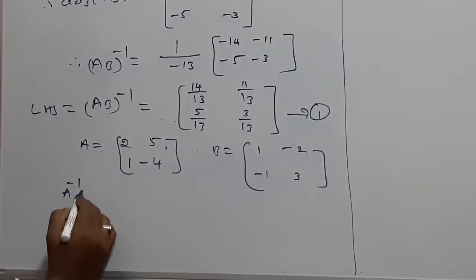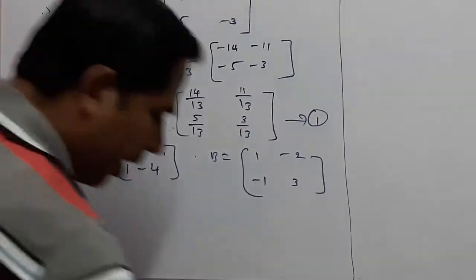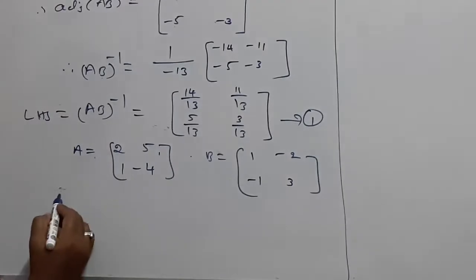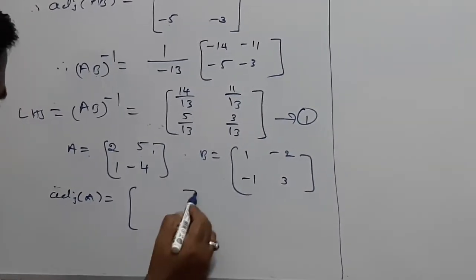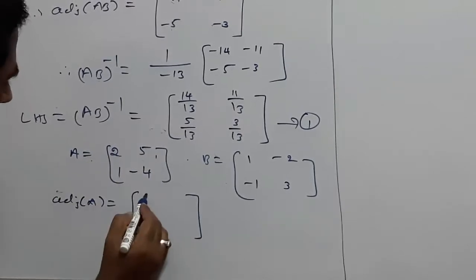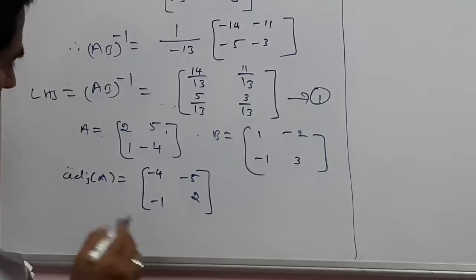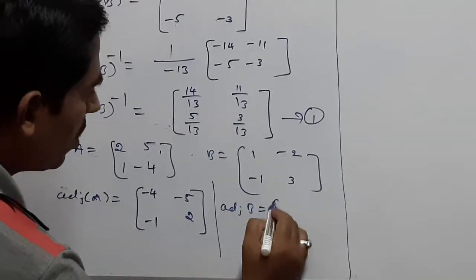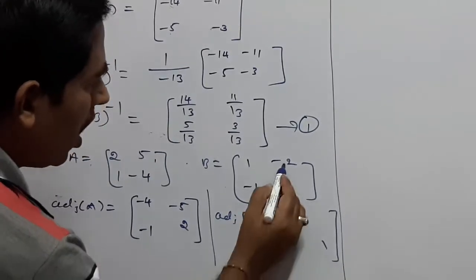To get the inverse, we have to find the adjoint. Let us write the adjoint of these two here. Adjoint of A: interchange these two, minus 4, 2, then change the signs, minus 5, minus 1. Then adjoint of B: interchange these principal diagonal elements and change the signs.